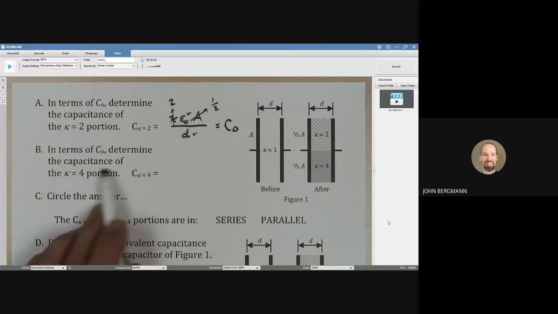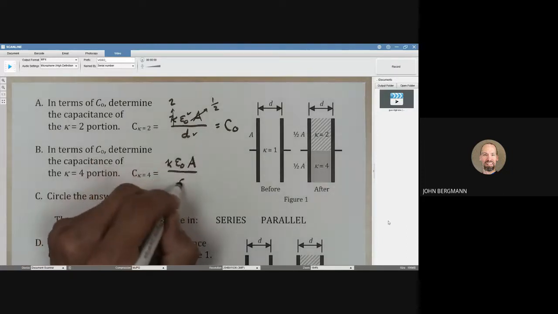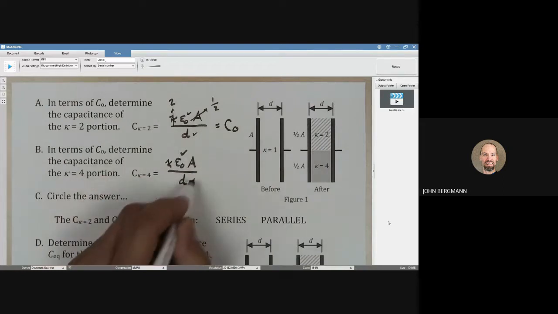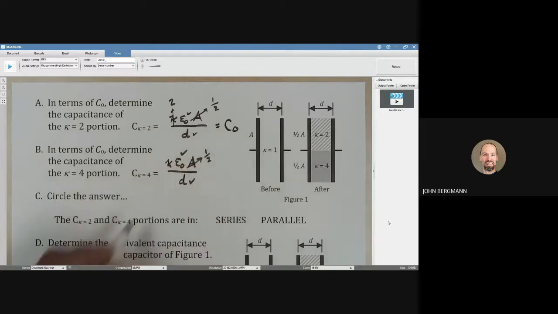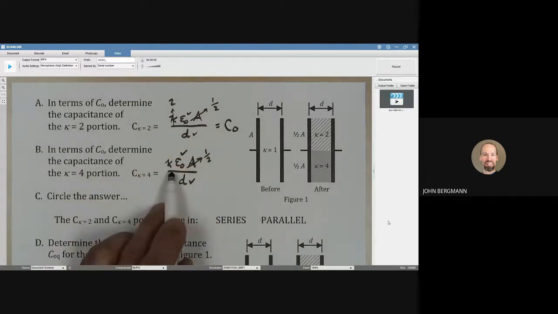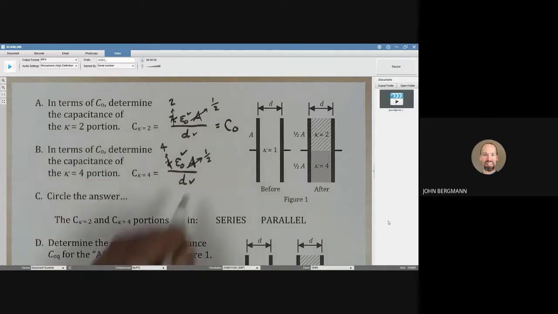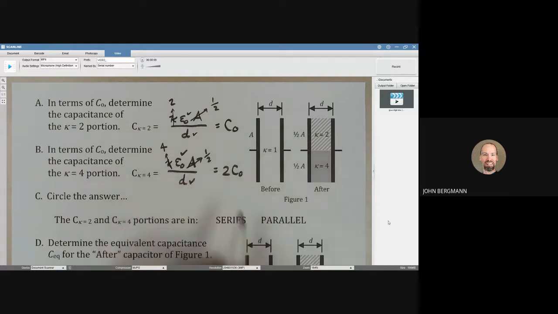All right? What happens with the bottom half? Again, let's write the equation out. Epsilon naught is a constant, so that hasn't changed. D hasn't changed. A is 1/2 of what it was before. And in the bottom half, the dielectric constant has changed from 1 to 4. So just the bottom by itself has twice the capacitance that the whole original capacitor had.